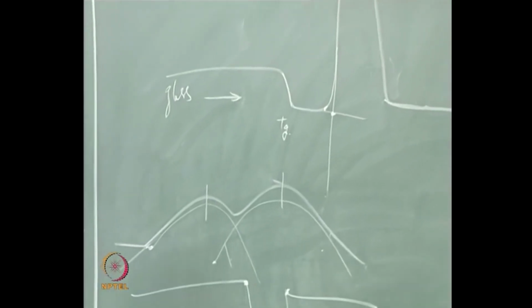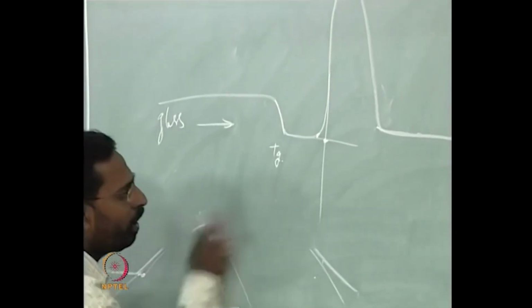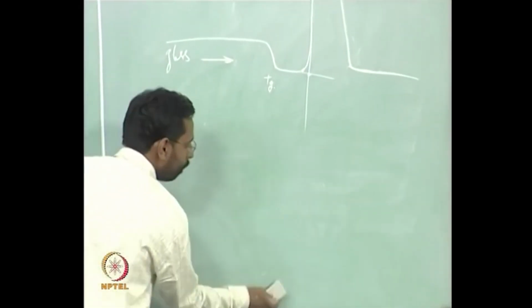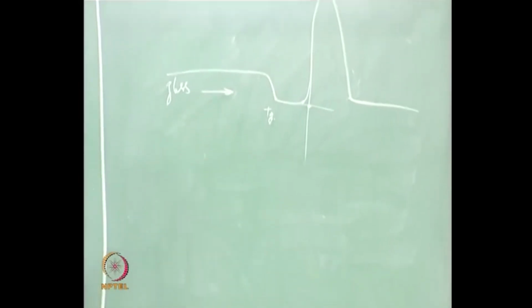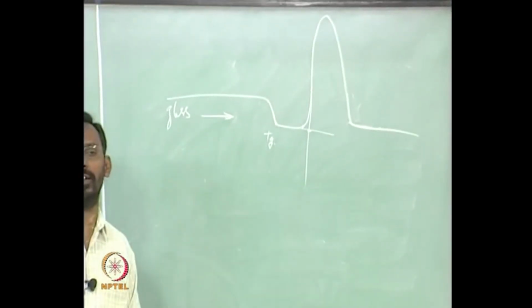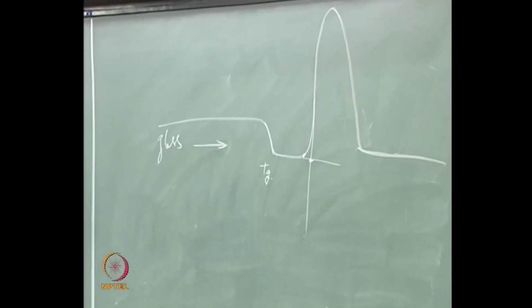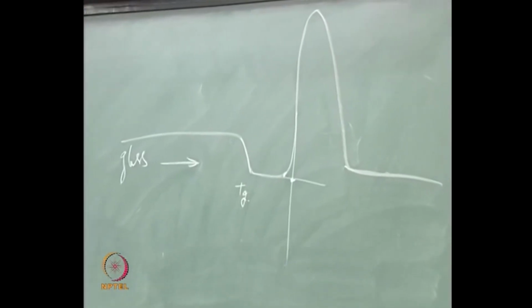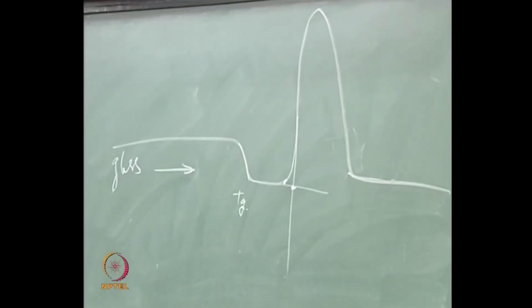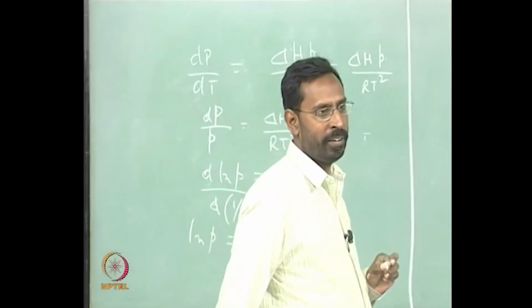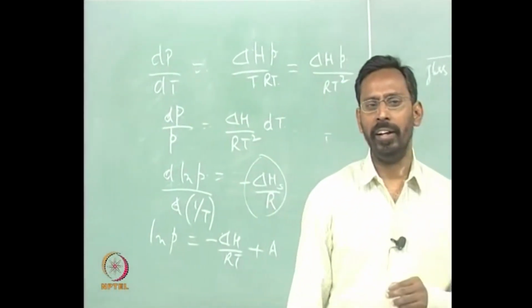Otherwise usually they are very close to each other, and using this information, in principle one can get a lot of kinetic information. For example, if you do this at different heating rates, what will you observe? Let us say I take a glass, put it in a DSC and heat it at a particular rate, and take another piece of the same glass and heat it at a different rate. Do I get the same pattern?